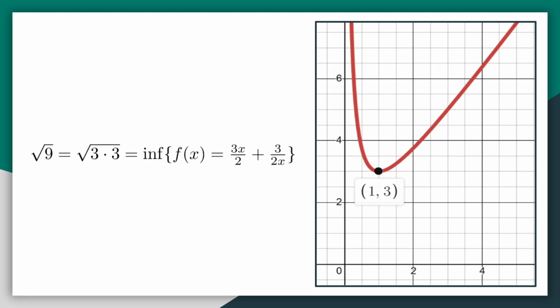In this example, we have the square root of 9, which is just 3. However, with slight manipulation, we can rewrite it as the square root of 3 times 3. Using the geometric mean, we get an infimum that, when graphed, we can see that the absolute minimum, or infimum, of it is 3, which is the same as the square root of 9.